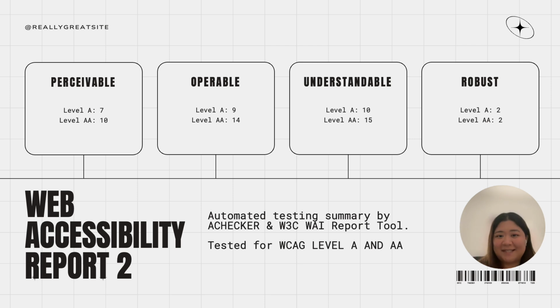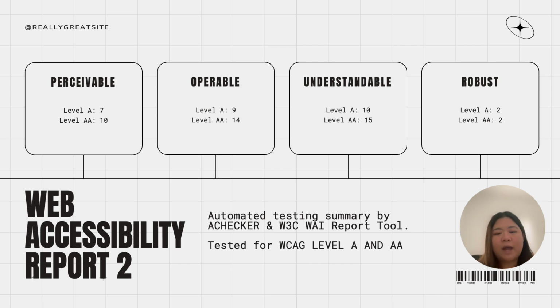So moving on to the web accessibility report of the automated testing. The two tools that were used were the A-Checker and the W3C WAI report tool that run checks for WCAG levels A and AA standards. So here is what we have found. There are no known problems identified across both levels, which is a very positive sign. However, there are some issues that were found.